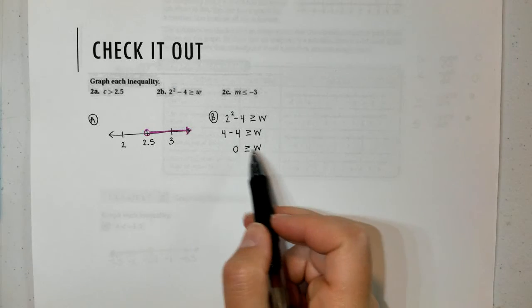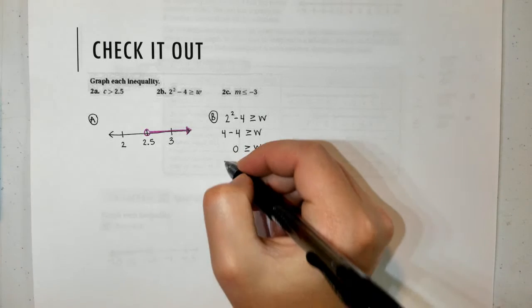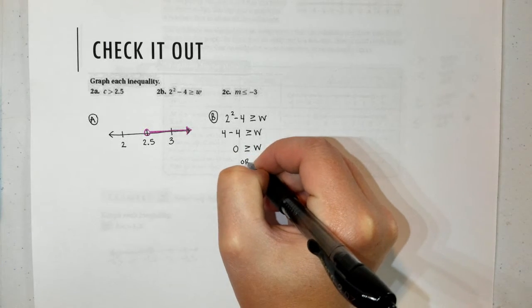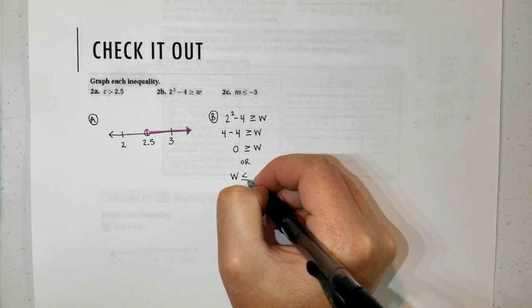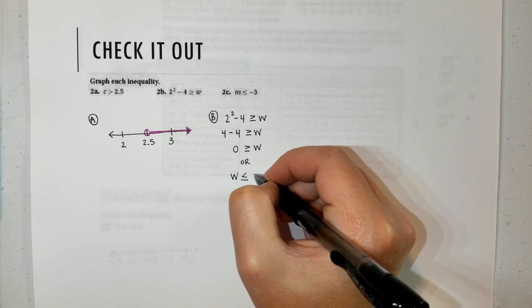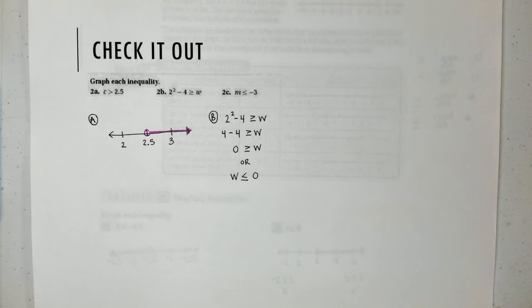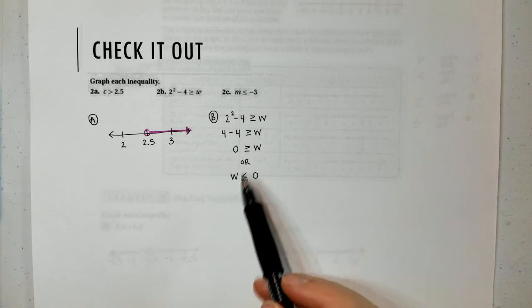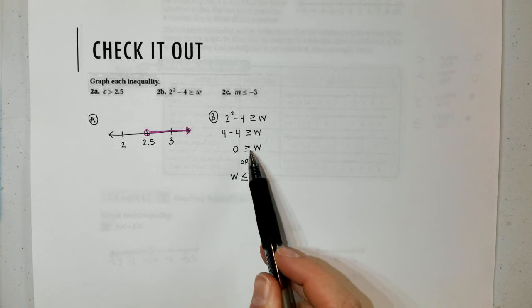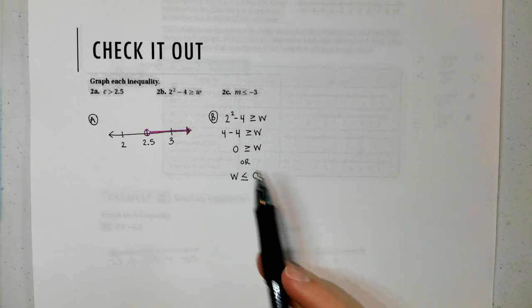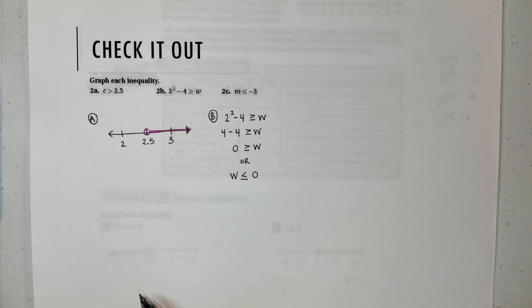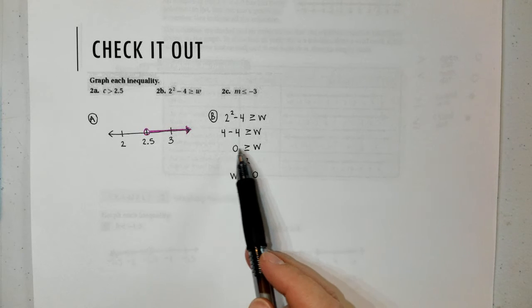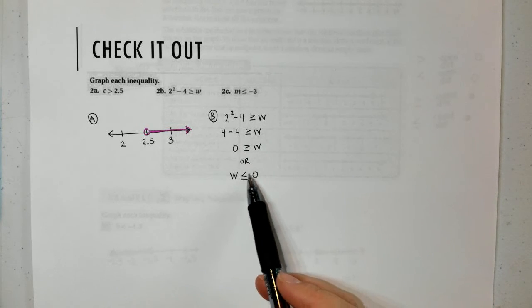And if you want, you can rewrite this to have the W come first. So W, okay, now my sign's going to flip, so it's going to be the other way. W is less than or equal to 0. Okay, so I'm just flipping the W and the 0, and then the sign also flips. So it's still, the mouth is still opening up towards that 0. If you want to think about it as the alligator eats what's bigger. So 0 is bigger, 0 is bigger.